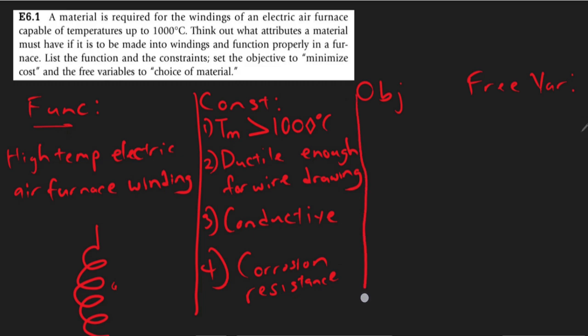So those are our function and constraints. Then the objective is something that you want to be as high as possible or as low as possible. Looking at the question, the objective is to minimize cost. And the free variable is the choice of material.